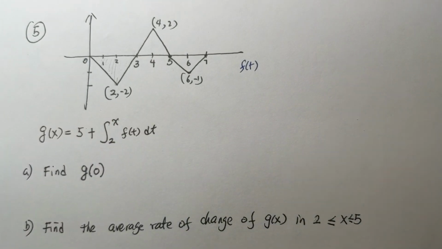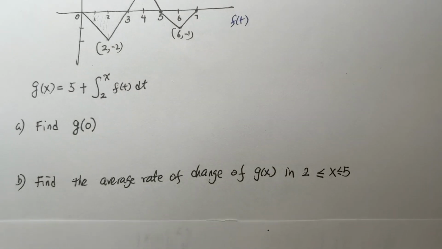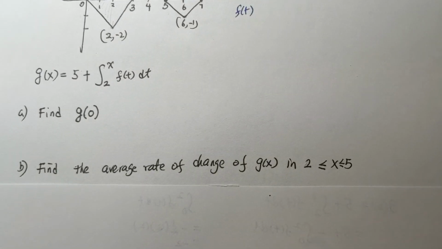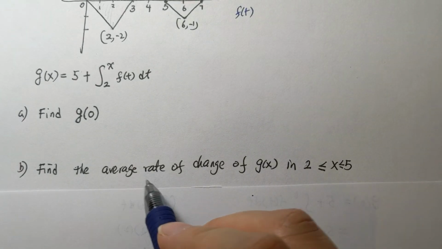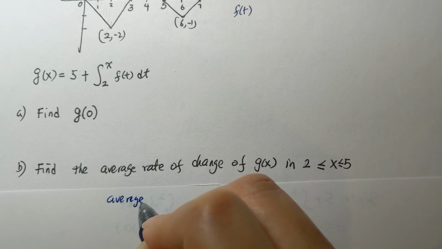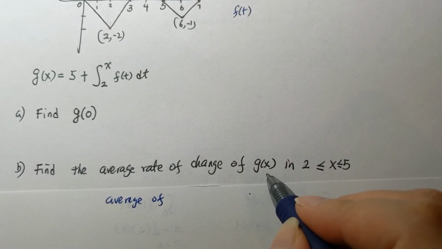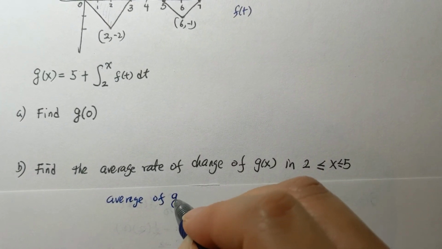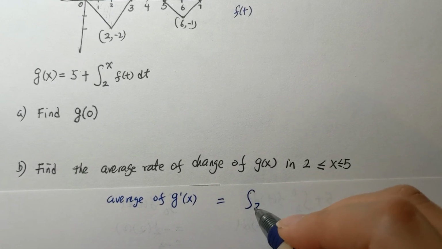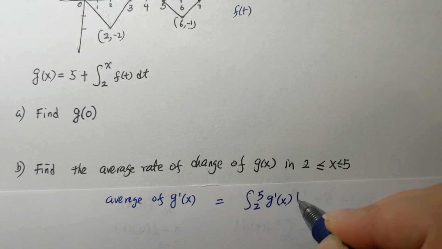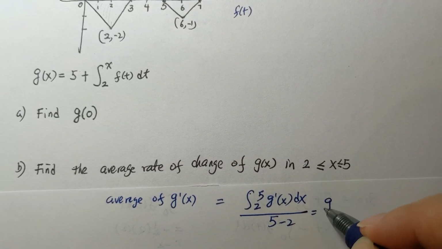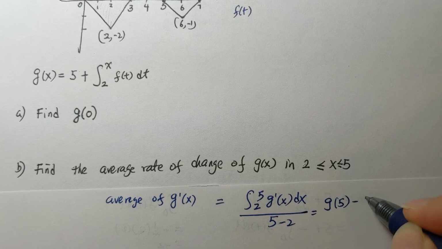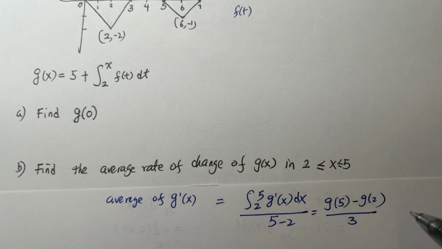Now let's take a look at part B. Part B, find the average rate of change of g of x, so I mean g prime of x. So we're going to take the integral from 2 to 5 of g prime of x dx over 5 minus 2. And the antiderivative of this will be g, so it becomes g of 5 minus g of 2 over 3. So we have to find g of 5 and g of 2.